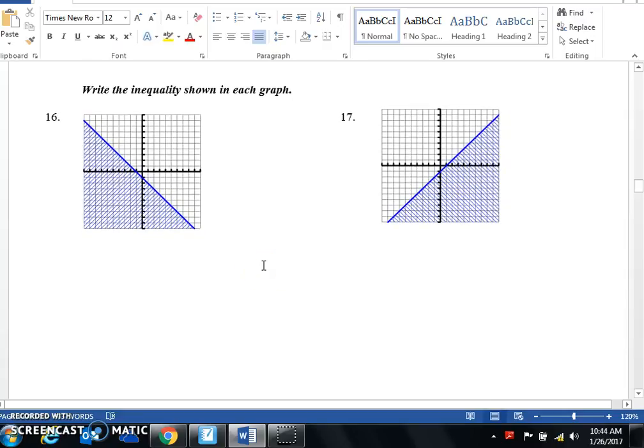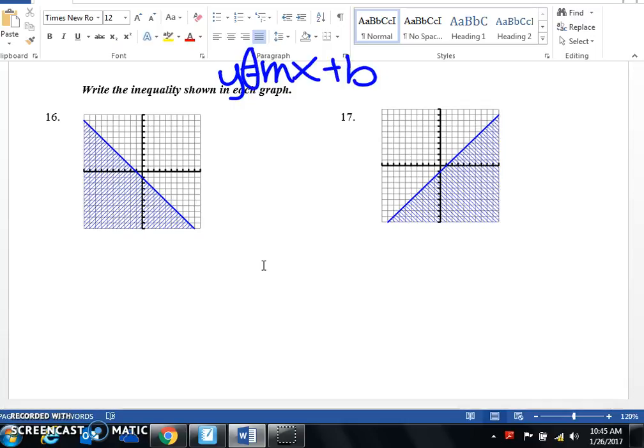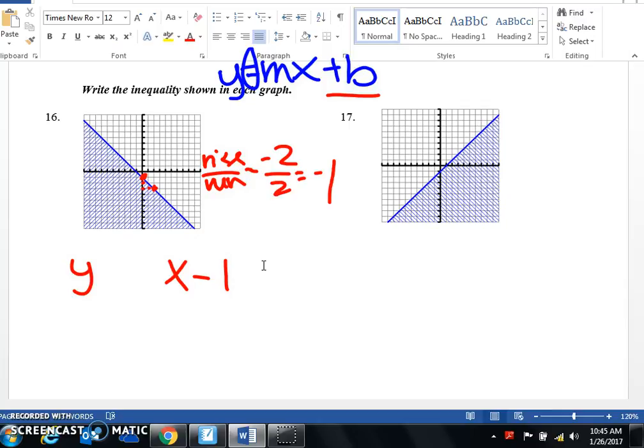Remember, anytime we're graphing, y'all, we're using y equals mx plus b. Now, I know this is an inequality, so we're actually going to have to make this equal an inequality. But we start off by finding our b. So our b is our y-intercept, which is right there at negative 1. So let's put a y and an x. Our slope is rise over run. So here's a good point. So rise over run. So I'm falling 2, going to the right 2. So that's a negative 1 slope.